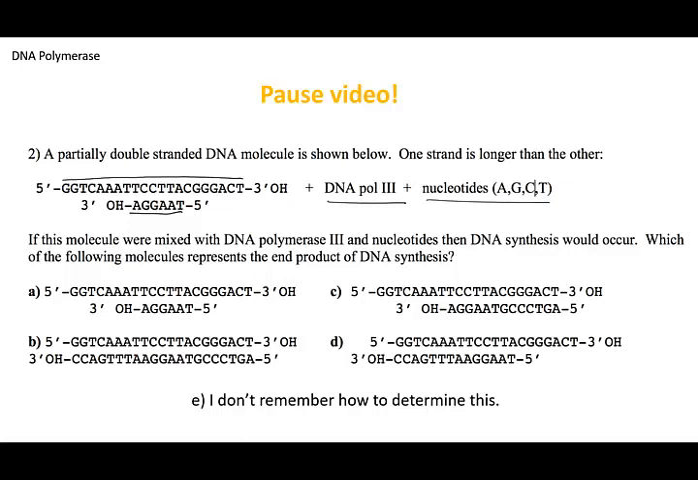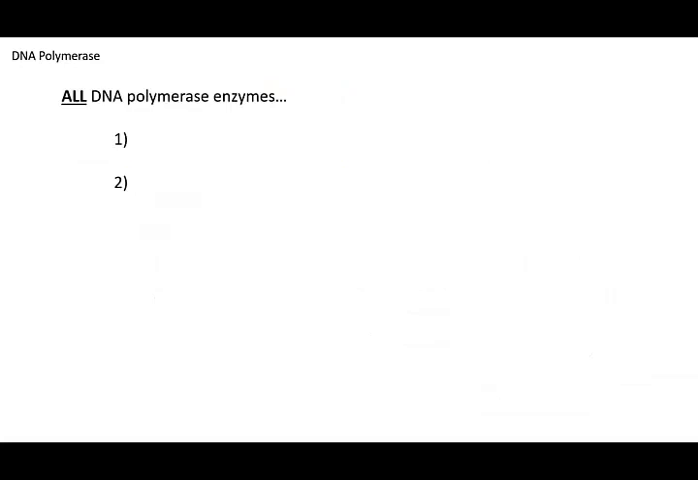Okay, you've unpaused the video, so you're ready to see the answer. It's actually D here. So we can add onto that shorter piece of DNA, but only in one direction. So we're going to review now, in case you aren't sure why, the different properties that all DNA polymerases have.